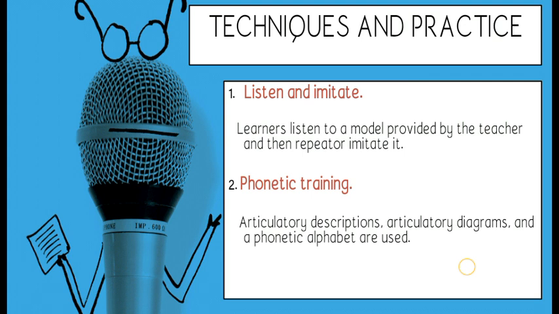Then the second one is phonetic training. Articulatory descriptions, articulatory diagrams, and the phonetic alphabet are used. Articulatory description describes a speech sound based on its voicing or on its place or manner of articulation, while articulatory diagrams are used frequently in the study of phonetics. So basically, phonetic training helps you to pronounce every sound clearly and to use the speech organs correctly. An example of this is the IPA, or the International Phonetic Alphabet. This could really help to improve the pronunciation of the students.